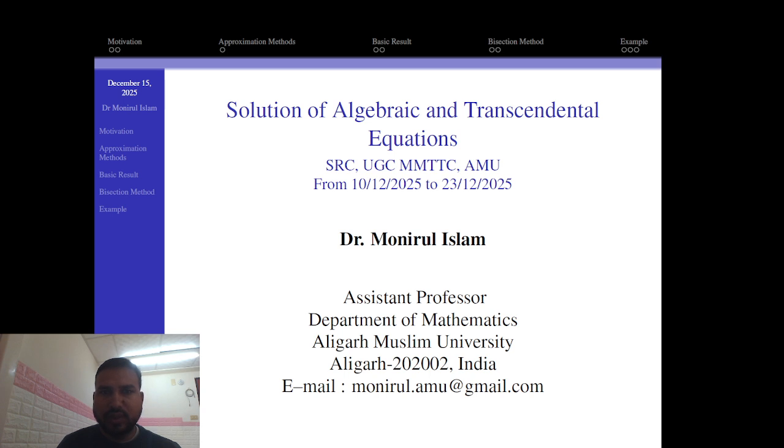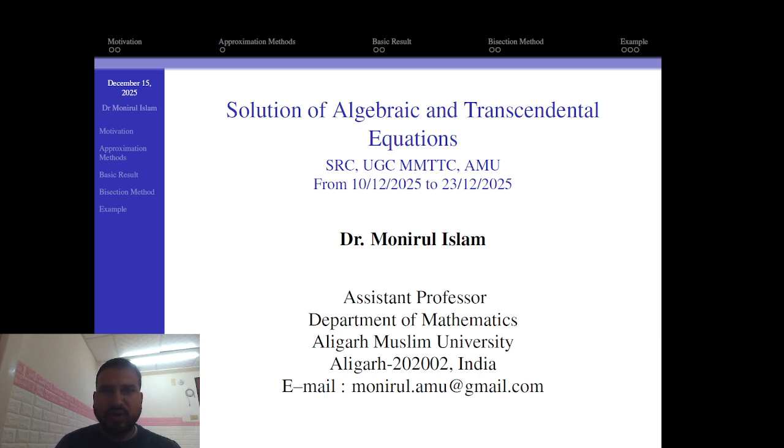In scientific and engineering studies, a frequently occurring problem is to find a root of a solution of the form f of x is equal to 0. If this f of x is quadratic or cubic or biquadratic, then there are algebraic formulas which can be expressed in terms of their coefficients, or we can find the roots easily.